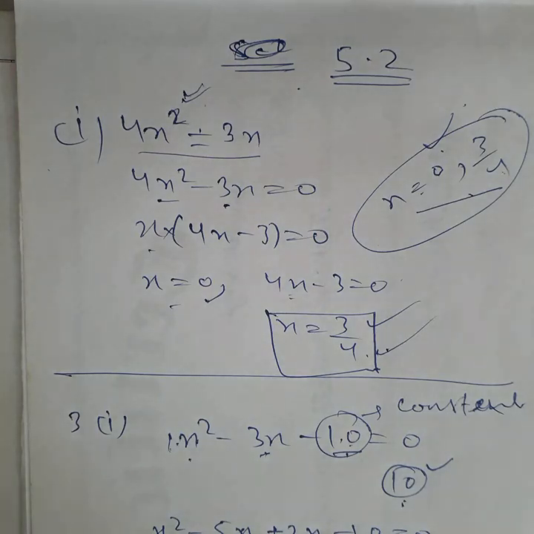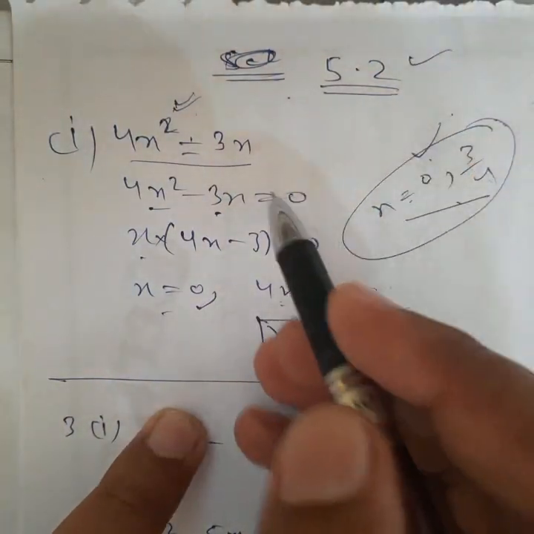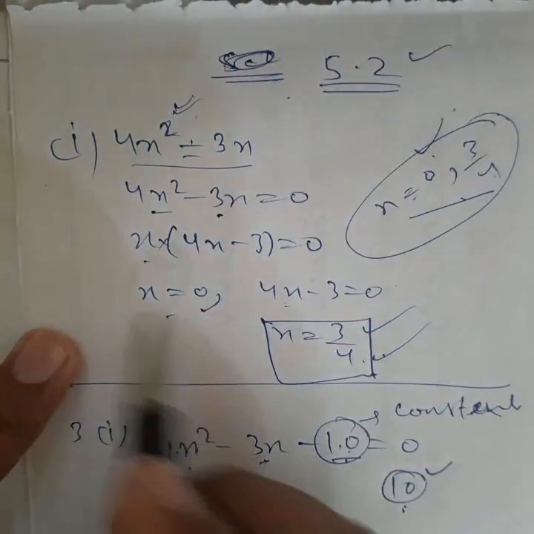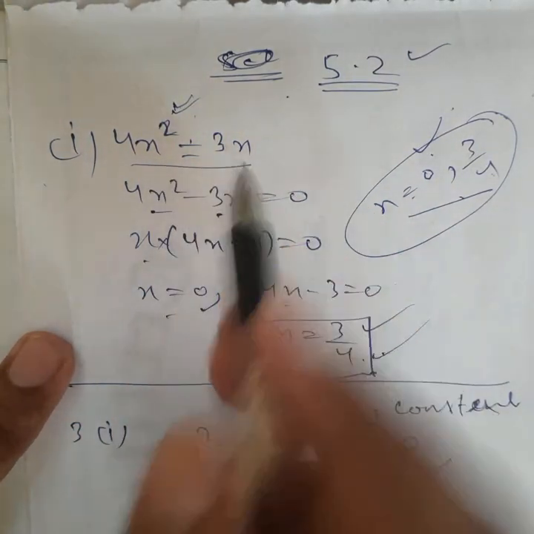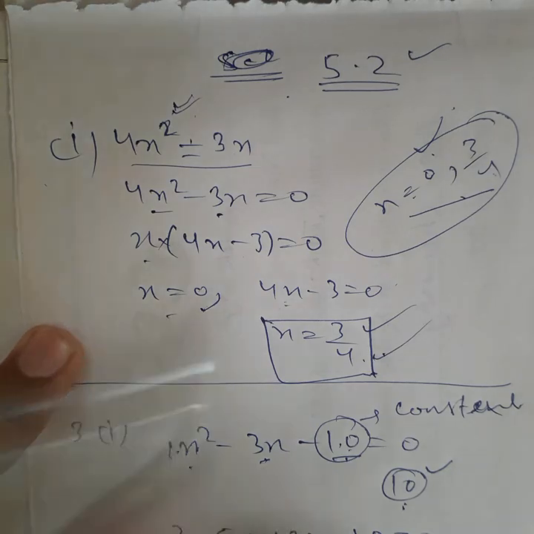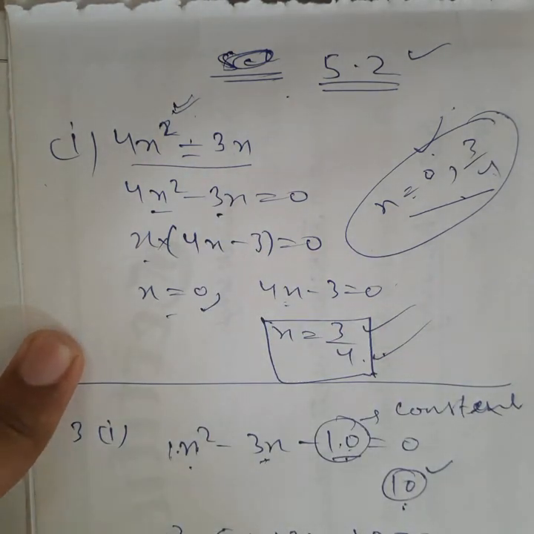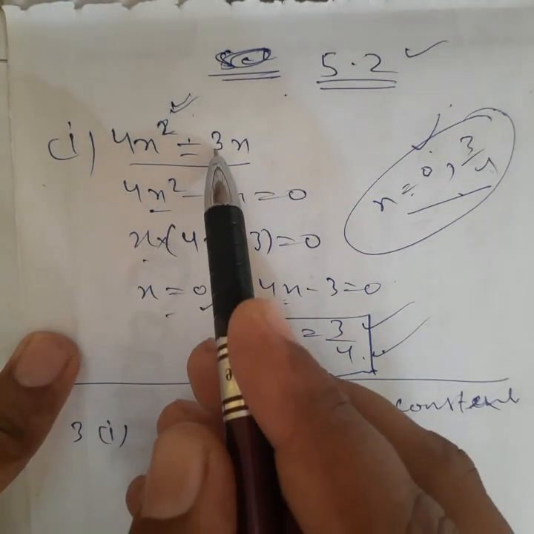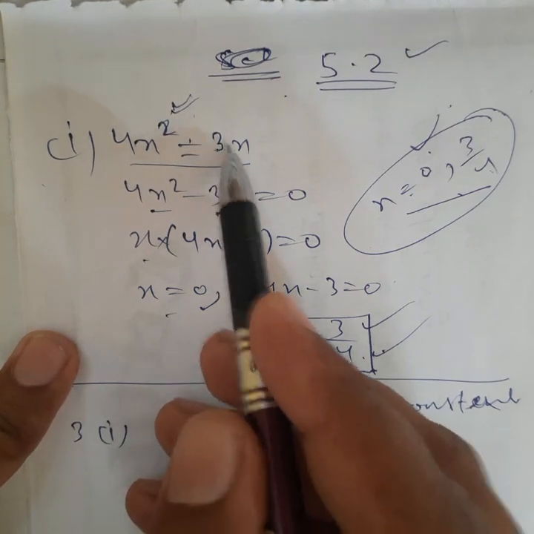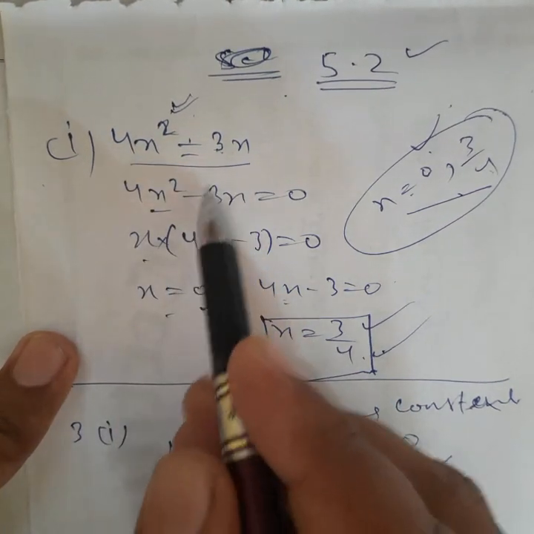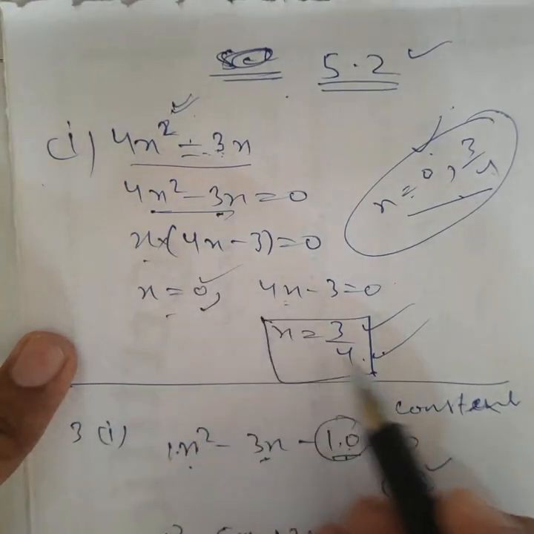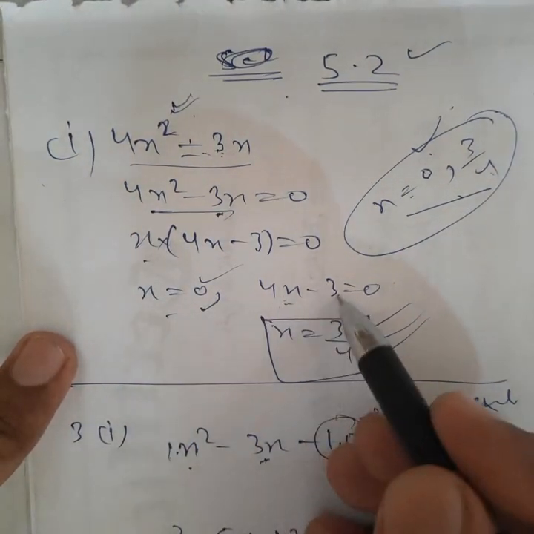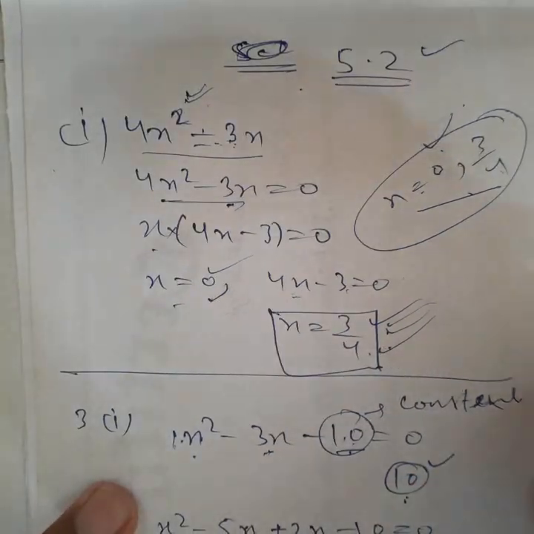Now moving ahead, we move to exercise 5.2, and the first question of 5.2 is 4x square is equal to 3x, and you have to determine the roots of this equation with the help of factorization. So simply we transfer 3x to the opposite side, so it will become minus 3x. Now taking x as common, we will get x(4x minus 3) is equal to 0, and on solving this equation we get x is equal to 0 and x is equal to 3 by 4.